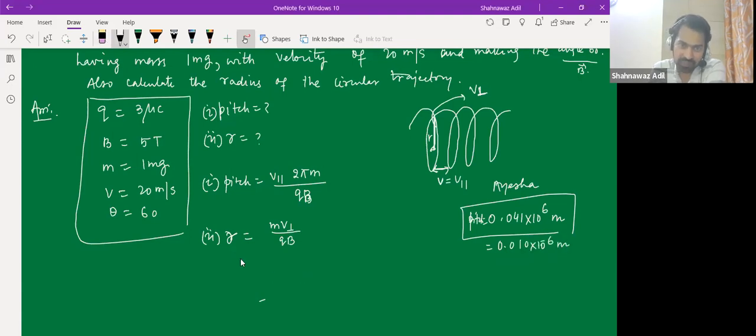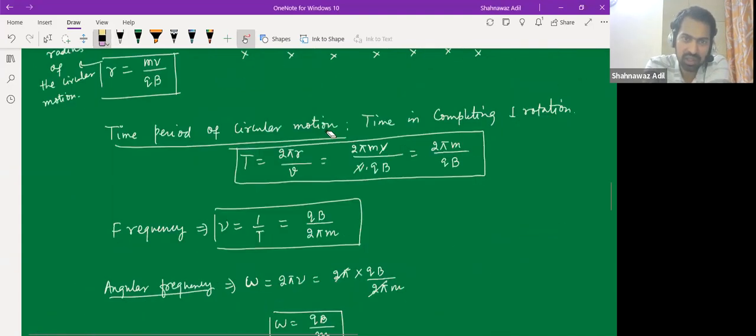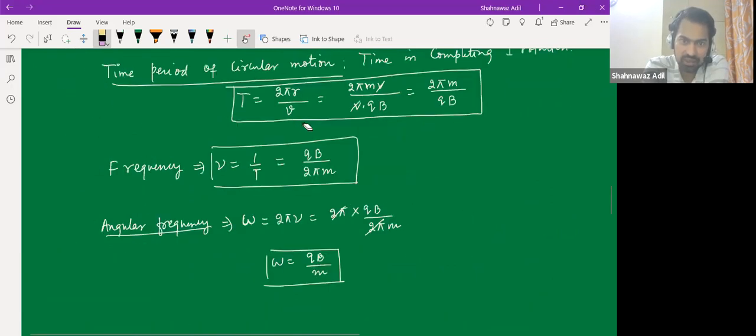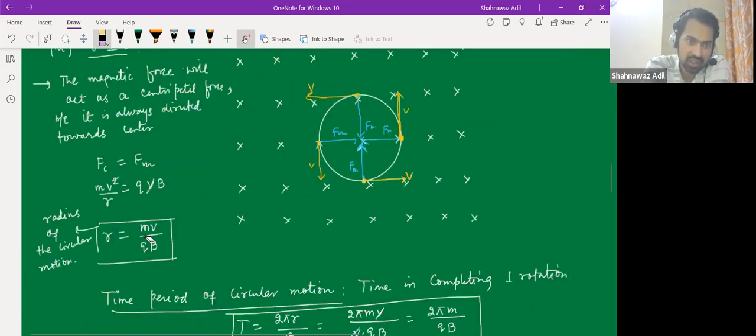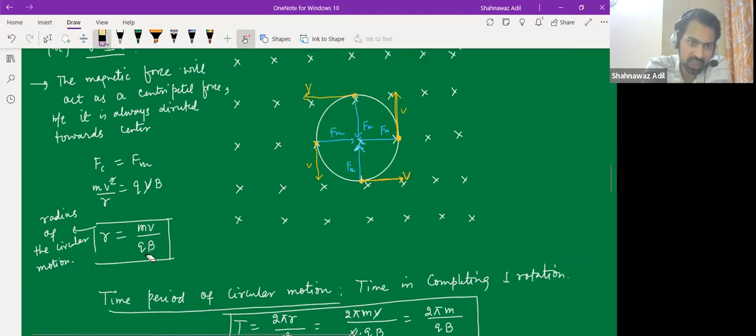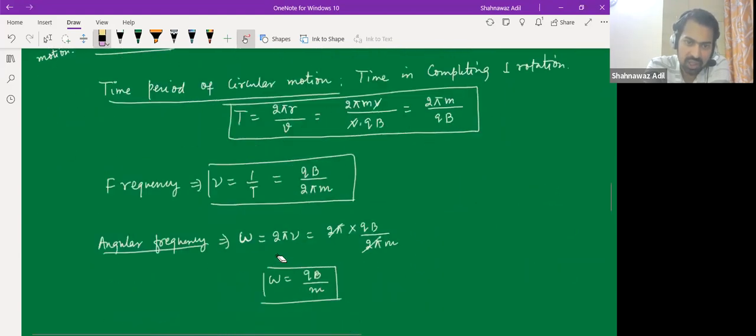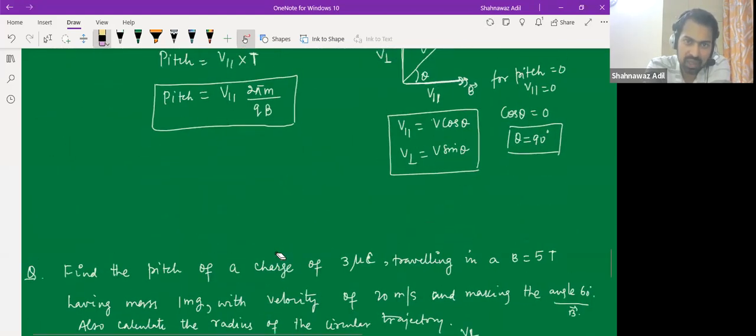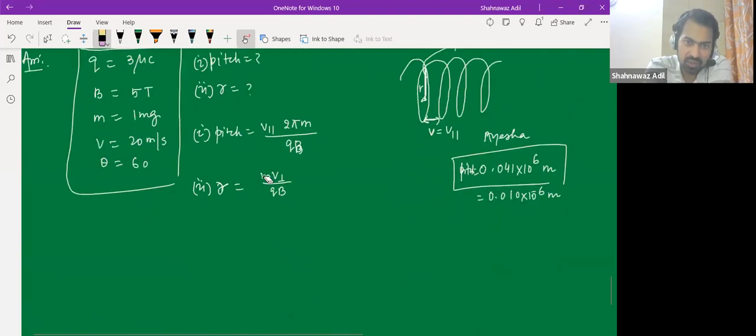So let us check. Radius we have already calculated. This is mV by QB, but this V is perpendicular. In this case, this V would be perpendicular. Parallel one will give you pitch, perpendicular one will give you the circle.